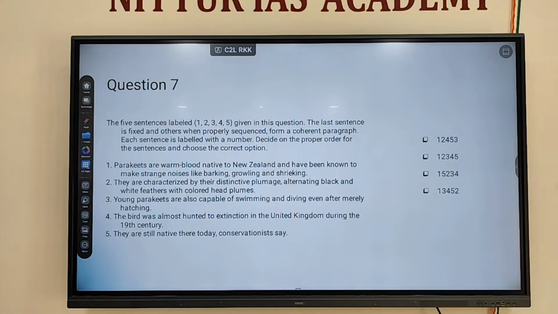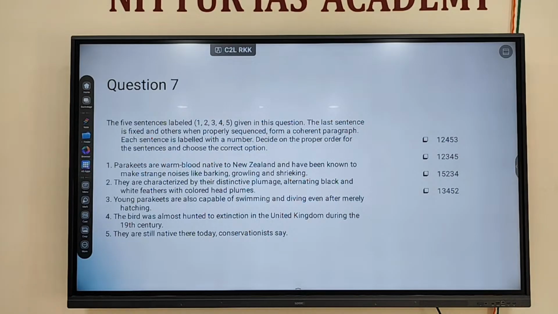Parakeets are warm-blooded, native to New Zealand, and have been known to make strange noises like barking, growling, and shrieking. They are characterized by their distinctive plumage, alternating black and white feathers with colored head plumes. Young parakeets are also capable of swimming and diving even after merely hatching. A bird was almost hunted to extinction in the United Kingdom during the 19th century. They are still native there today, conservationists say.